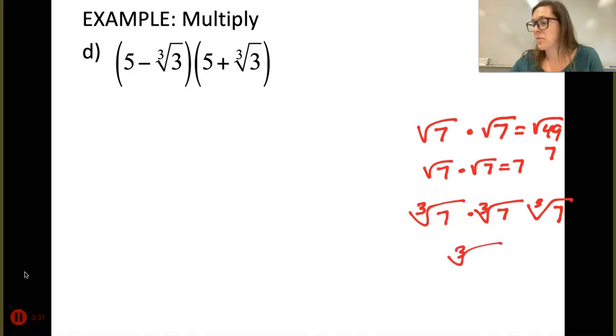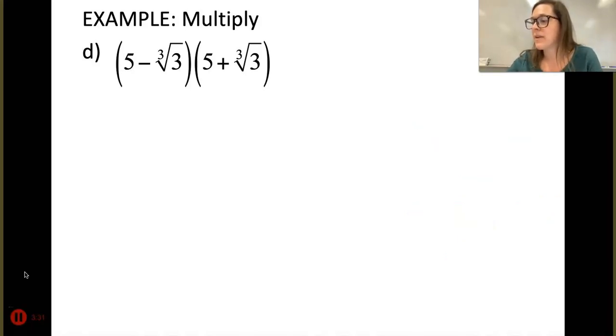Because the cube root of 49 doesn't simplify any further. It's just the cube root of 49. Let's keep that in your brain. So up here we have 5 minus the cube root of 3 times 5 plus the cube root of 3. So I do know my middle terms are probably going to cancel out here. Let's go ahead and multiply through.